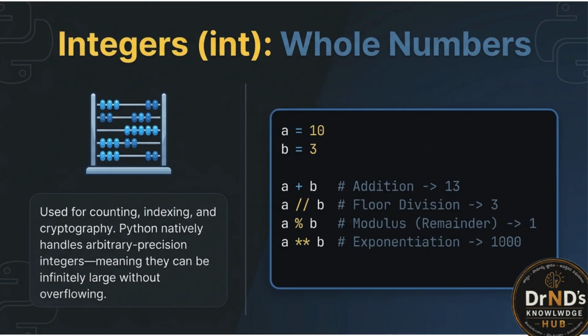Addition. A plus B. This adds the two values together. The result will be 13. Addition is one of the most basic arithmetic operations in programming.